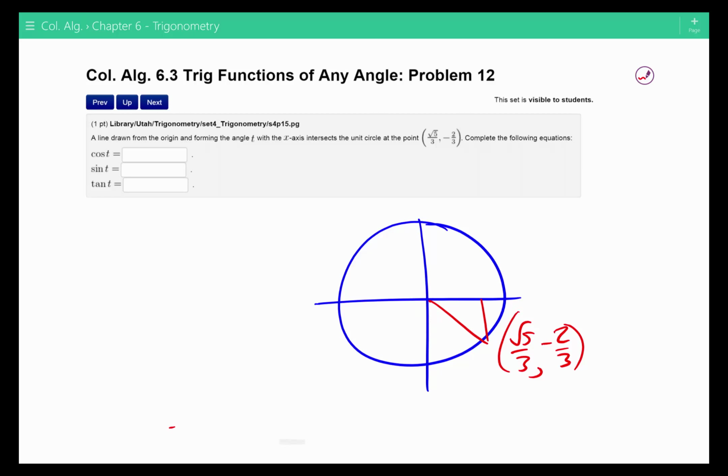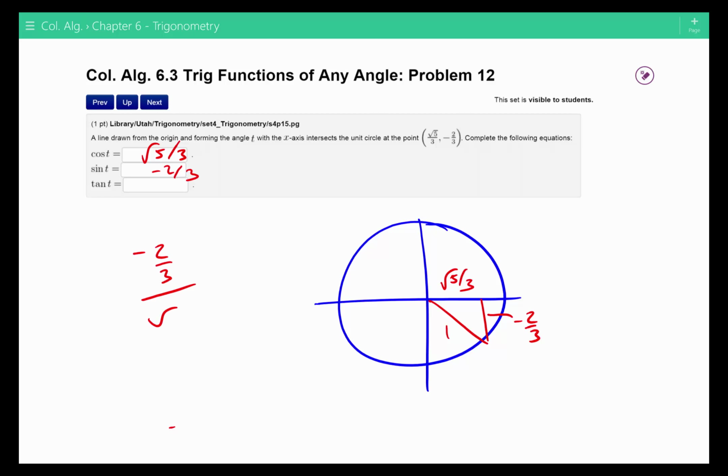Now, if this is a unit circle, then the hypotenuse is obviously 1, x is the square root of 5 over 3, and y is obviously -2/3, so I'll write it like this. And then I can find the cosine of this angle. The cosine is adjacent over hypotenuse, which is square root of 5 over 3 divided by 1, which is the same thing. The sine of t is opposite over hypotenuse, so that's just -2/3. And the tangent is opposite over adjacent, so it'd be -2/3 divided by square root of 5 over 3. So I'm going to multiply by 3 over the square root of 5 instead. Move that to the top. The 3's cancel and I get -2 over the square root of 5.